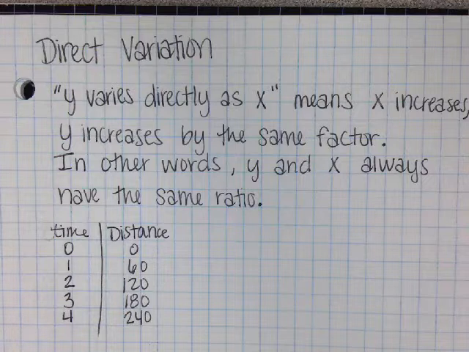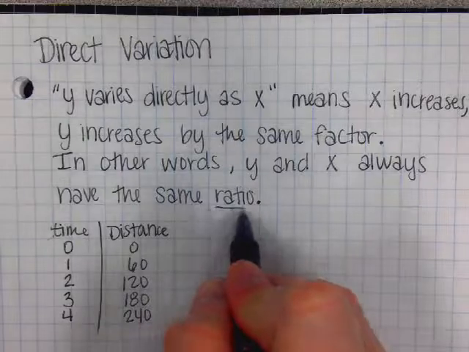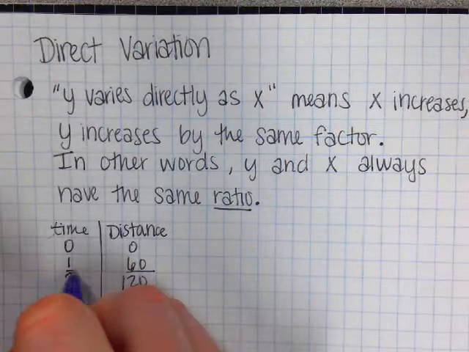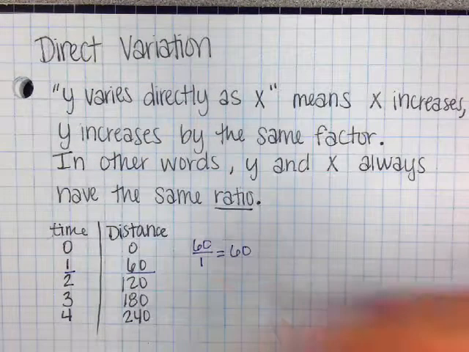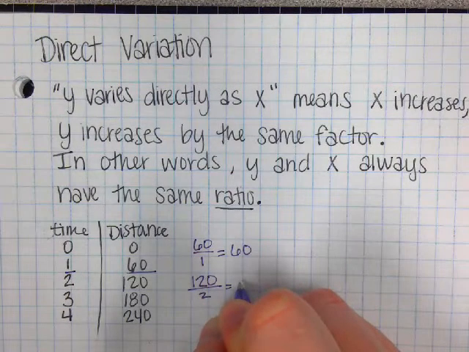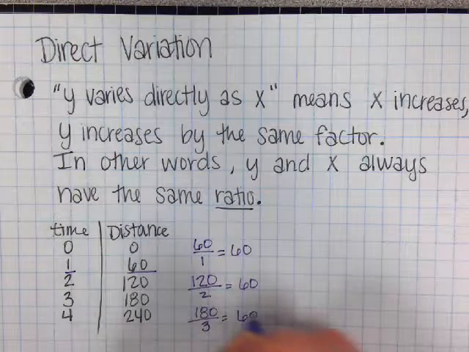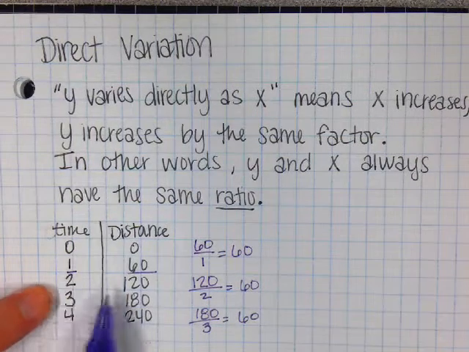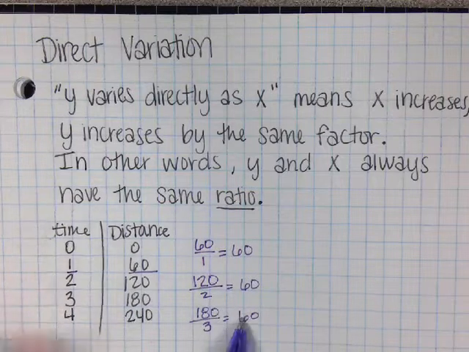So this is an example of direct variation. Notice we said it's the same ratio. So if you take 60 and divide by 1, 60 divided by 1 equals 60. 120 divided by 2 is 60. 180 divided by 3 equals 60. So if you look at any distance and time together, you will see that if you divide them, they're 60.